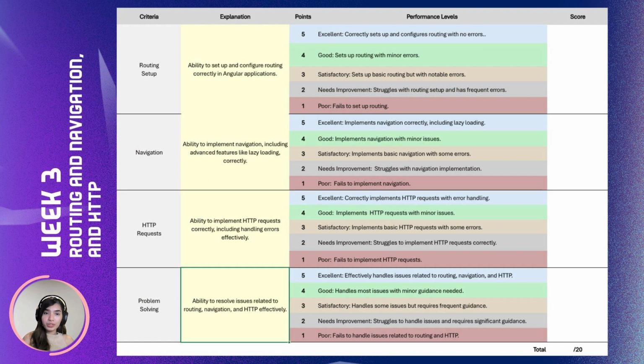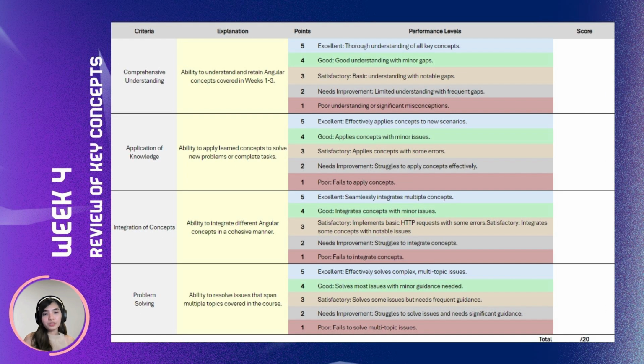Now let's go to the week 3. So this evaluates routing setup, navigation, and HTTP request. For the last week, which is the week 4, it is the review week where students are assessed on their overall understanding and retention of key concepts from the previous weeks. Each week, students can earn up to 20 points based on their performance in these areas.